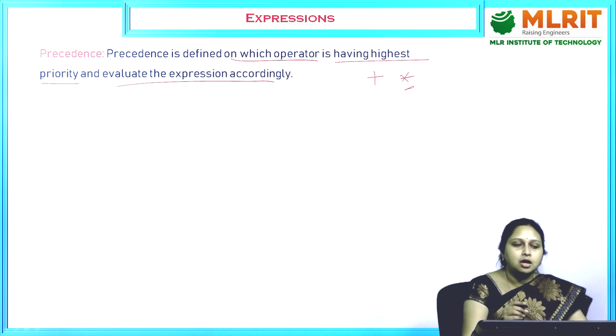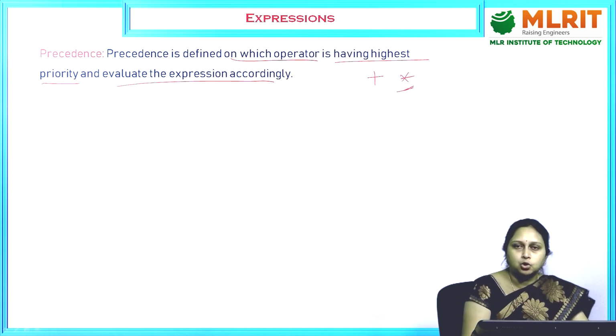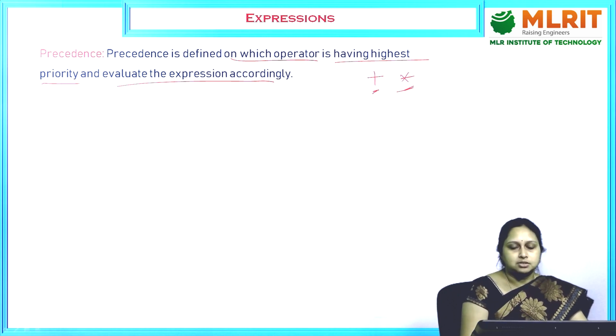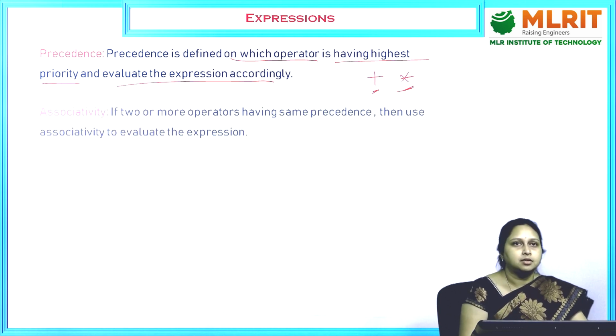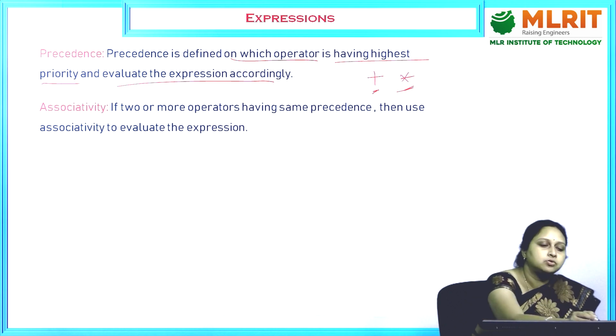Now, precedence means it will first consider the higher priority operator. That will be evaluated first, and then it will take the operator plus. If you have seen the previous example, we did the same thing. What is associativity? When are you going to use it? Now you can see the statement.